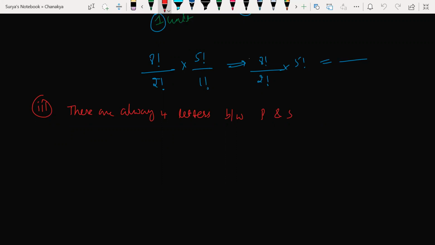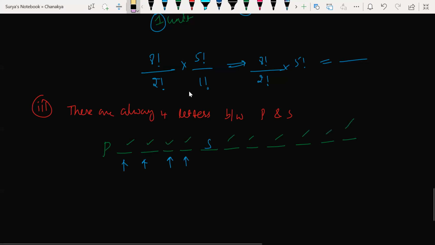What is the condition given to you? There are always 4 letters between P and S. Okay, so how many letters did we have? Total 12 letters, right? So there are always 4 letters in between P and S. Look, 1, 2, 3, 4. Then S must come here. If I fix this, how many blanks am I left with now? 1, 2, 3, 4, 5, 6, 7, 8, 9, 10. So these 10 blanks can be arranged in 10 factorial ways.